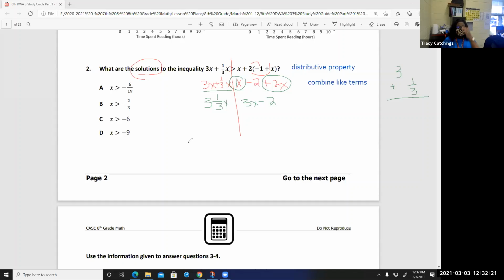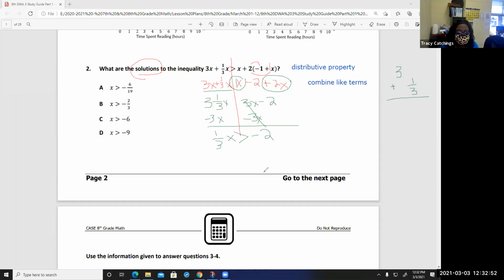All right. We now recognize we got an x on both sides. Which one is the smallest x? 3 1/3 or 3? 3. So that's the one we're moving. So we're going to subtract 3x on both sides. 3 1/3 take away 3. Okay, so now we have 1/3 x is greater than -2.